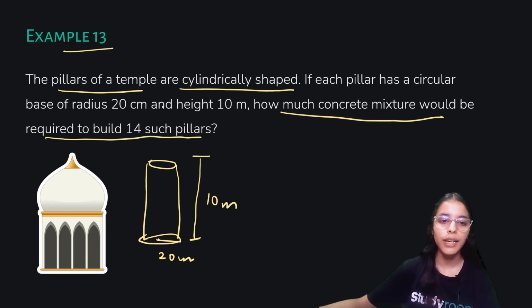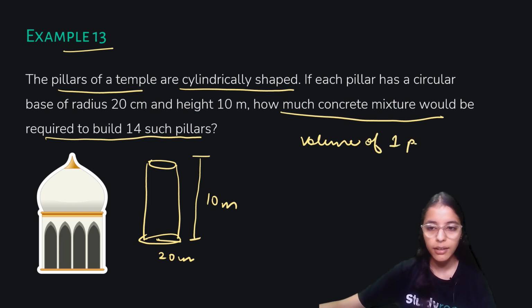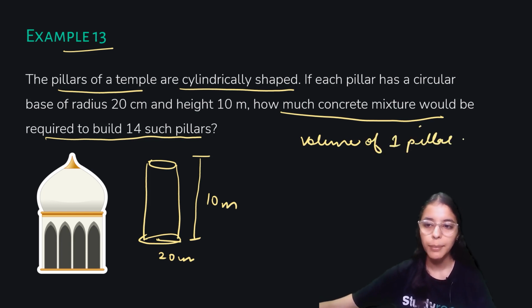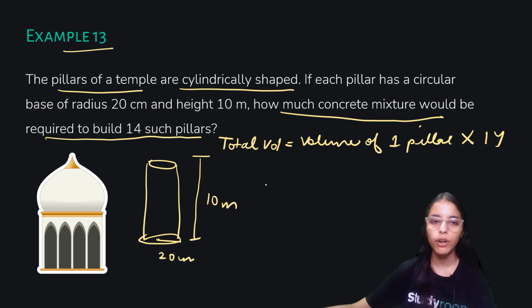Now, wouldn't the amount of concrete needed be the capacity of these cylinders, right? So, the amount of concrete needed would be the volume of the total number of cylinders. Now, to find the total volume, we have to find out the volume of one pillar. We'll multiply it by 14 to get the total volume. So now let us find the volume of one pillar.